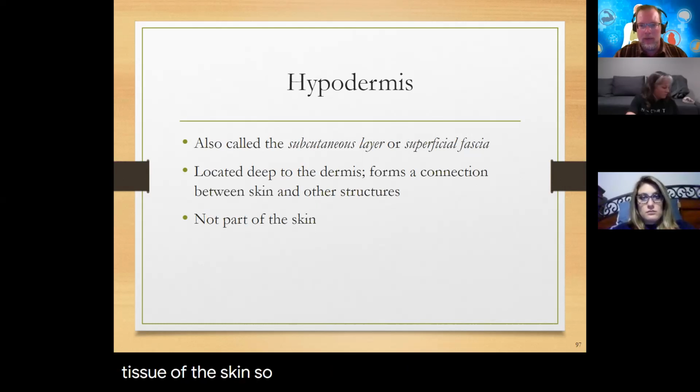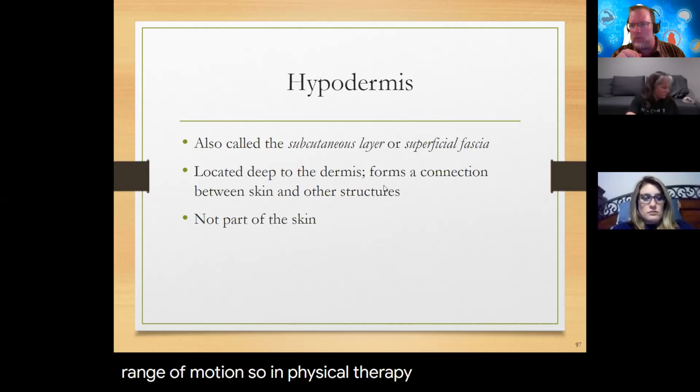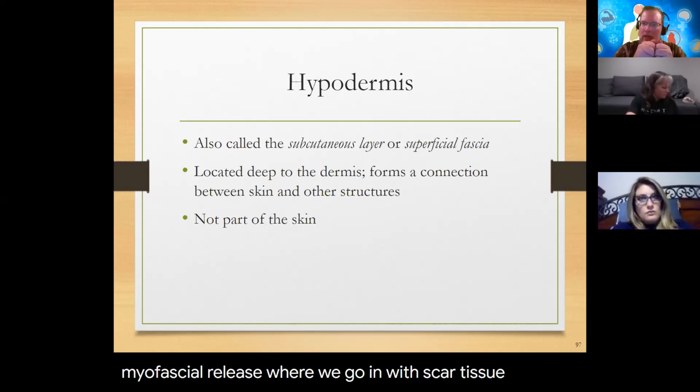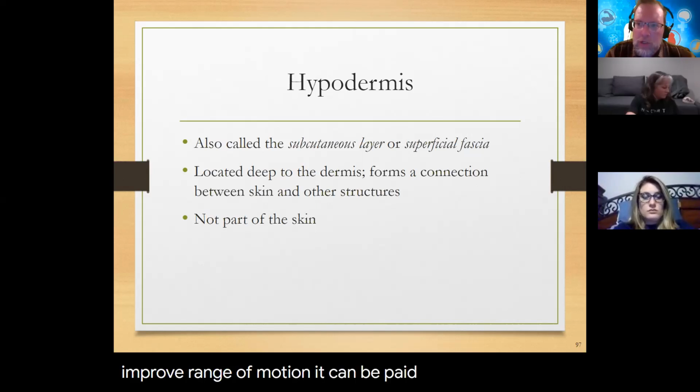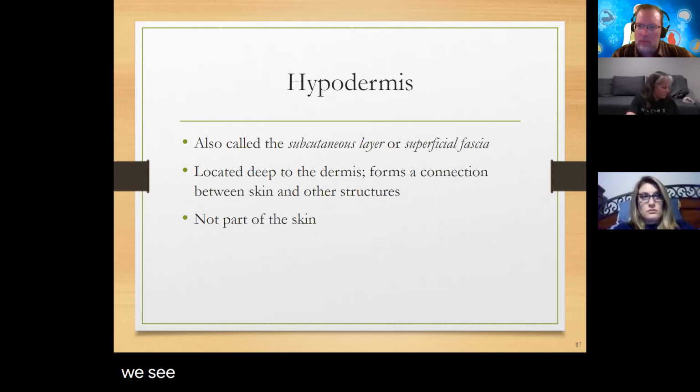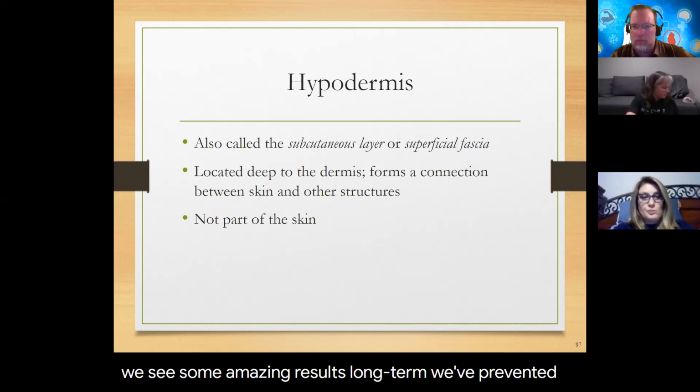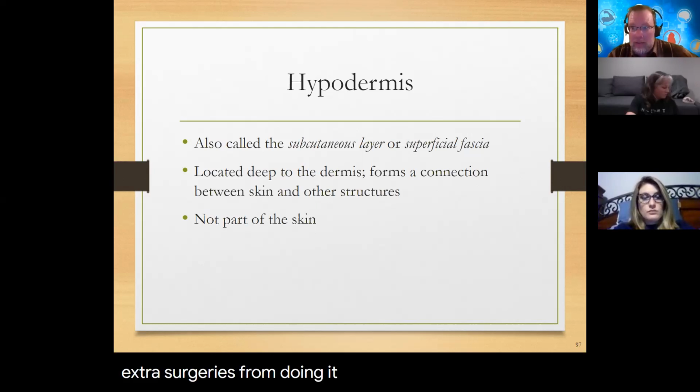So a lot of scarring is fascia that inhibits range of motion. In physical therapy, we do what's called myofascial release, where we go in with scar tissue and basically try to break it up and improve range of motion. It can be painful for the patient while it's going on, but in the long run, it's extremely beneficial. We see some amazing results long term. We've prevented surgeries from doing it.